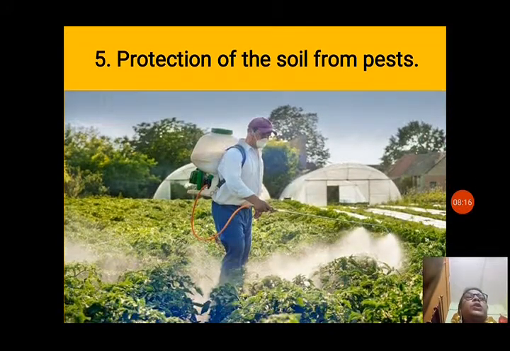Now next is protection of the soil from pests. After growing the plants, different types of insects and pests can attack your field. To protect the soil and your plants from pests, you have to add some pesticides. Pesticides should be sprayed over the field to stop the growth of pests that harm the crops. The animals that harm our crops are called pests.